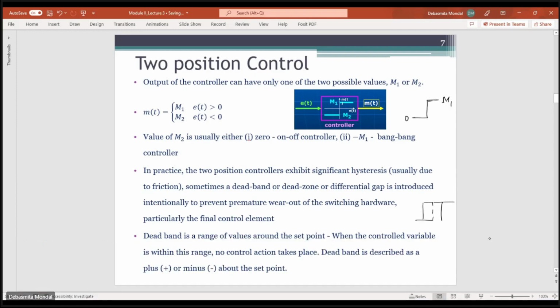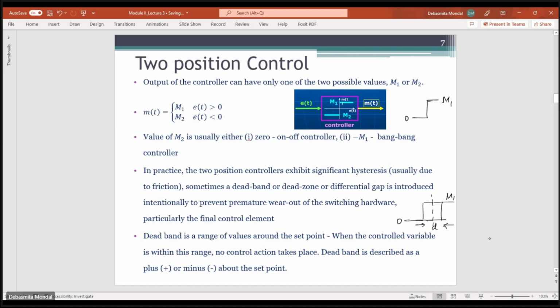so here if you see, let's say this portion is your dead band. Let's say this is D, this is your set point. This is M1 and this is 0. So previously the dead band was 0. The moment the error signal was greater than 0, it went to M1, and when it was less than 0, it came down to 0.